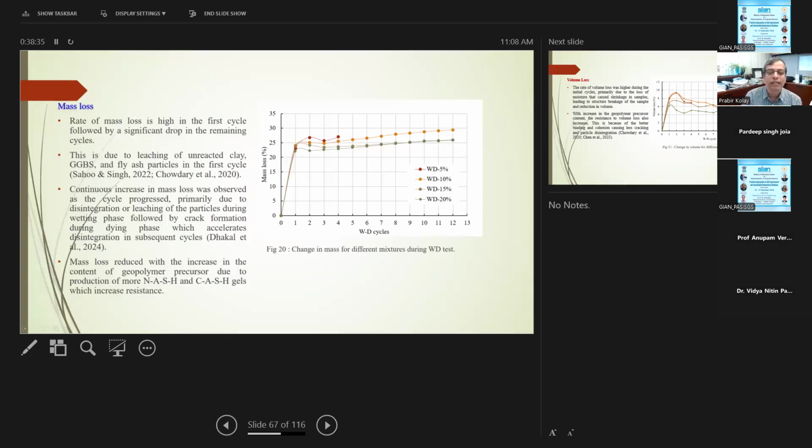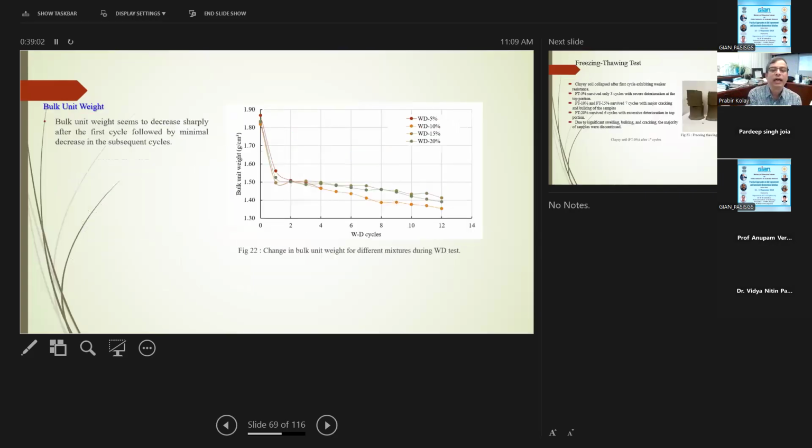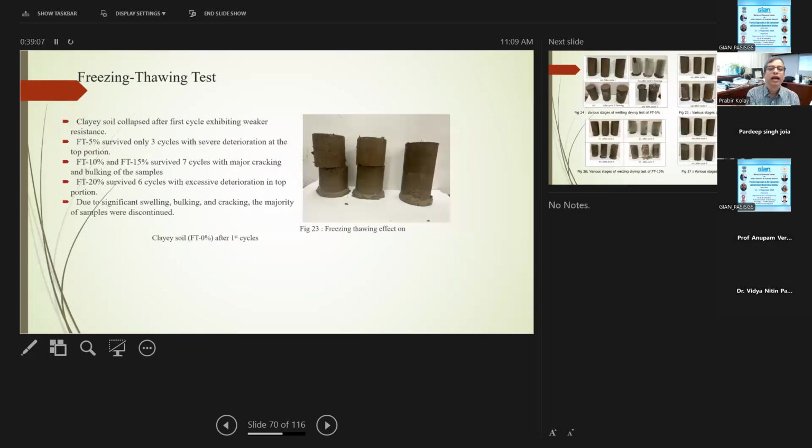A continuous increase in the mass loss is observed as the cycles progress, primarily due to the extraction or leaching of the particles during the wetting phase. Basically, if the sample does not make contact in a matrix form, it is going to leach out. The volume loss you can also find from the same samples for the wetting and drying test, and there is not much change in the bulk unit weight.